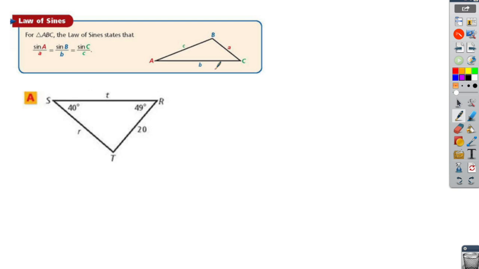So in this triangle, we only have 2 angle measures, which means we need to look for, let's make a list, the measure of angle T. And then we have 3 sides, but right now we only have 1 side length. So that means we're looking for the measure of T, this side right here, and the other side, which is R. So there are 3 things we need to look for. And in order to find those, we can use the law of sines right here.